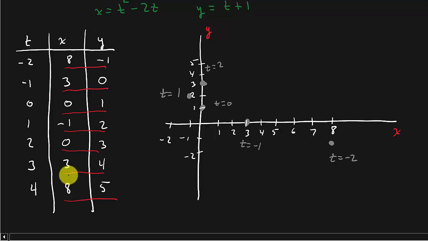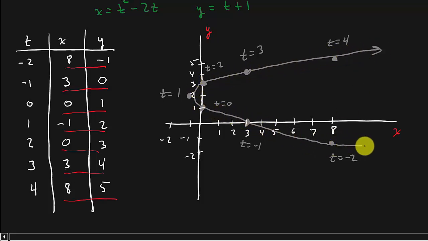And then we plot the point 3, 4, which is about right there. And this is when t equals 3. And then we plot the point 8, 5, which is about right in there. And this is when t is equal to 4. And then we're able to draw our graph, which is going to look something like that.